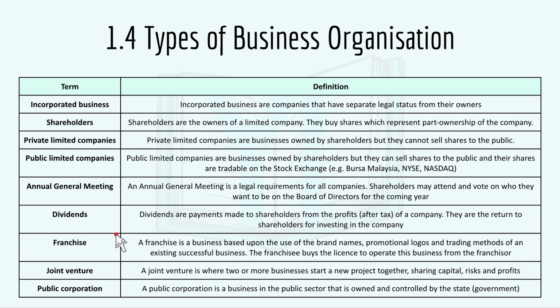Franchise is a business based upon the use of brand names, promotional logos, and trading methods of an existing successful business. The franchisee buys the license to operate the business from the franchisor. And joint venture. A joint venture is when 2 or more businesses start a new project together, sharing capital, risk, and profits. And public corporations. A public corporation is a business in the public sector that is owned and controlled by the state or the government.